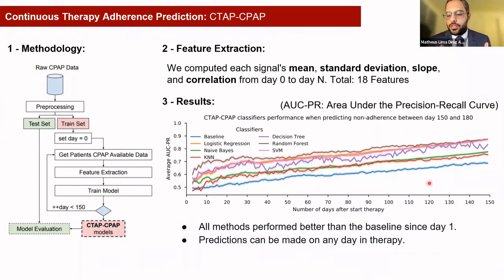And what is the baseline that we use for comparison? The baseline is what the clinics use right now to predict if the patient is going to adhere or not. It's based on the definition of adherence, but using the data until that day. So for example, on day 30, they use data from day 0 to day 30 and check the definition of adherence. They use that as a prediction of whether the patient will adhere or not in the future. What we can see here is that all of these curves are above the baseline. And actually, the random forest, which is the brown curve, is the best one. So random forest was the best machine learning approach. We can also conclude that we can make predictions since day 1 of the therapy using this approach.